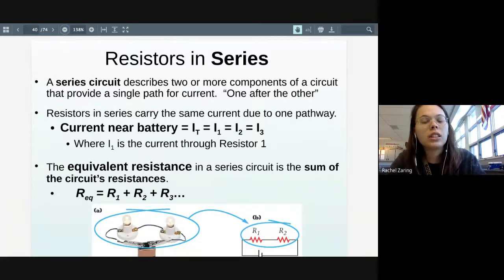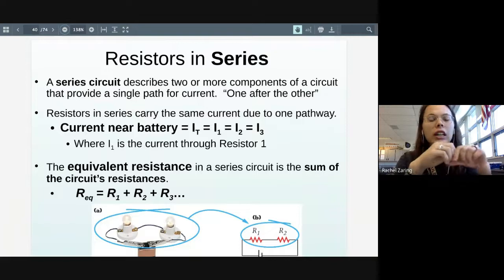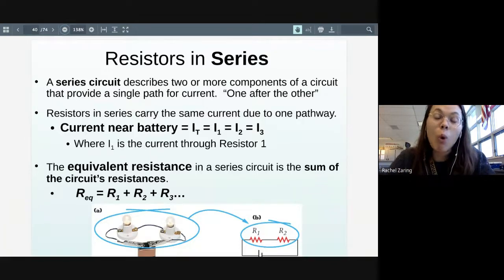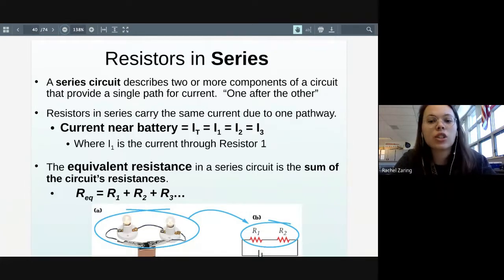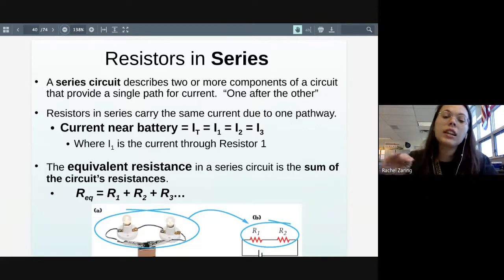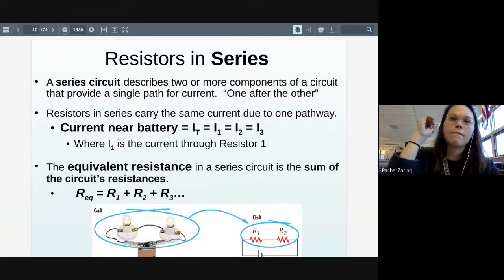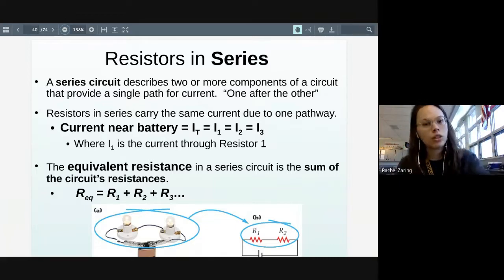So far we've been dealing with circuits that have a battery and one resistor. Today we're going to add more resistors to our circuit, and we're going to add them in two different categories. The first category is called resistors in series. This describes a circuit that has two or more resistors, or two or more components in the circuit, just providing a single path for the current.